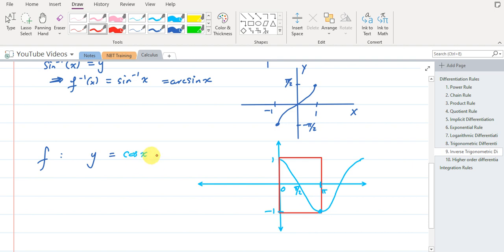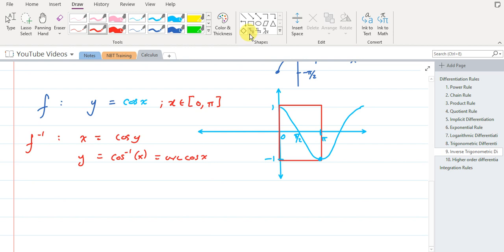So for the cos graph, for the inverse to exist, we need to say x is an element from 0 to pi, and you can see your range is between minus 1 and 1. And for f inverse, we say x is equal to cos y, so y is equal to cos inverse x, or arc cos x. The arc cos x graph looks like this.